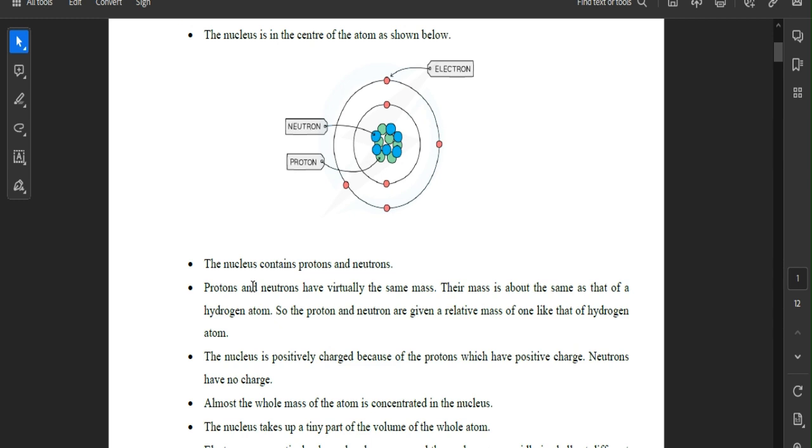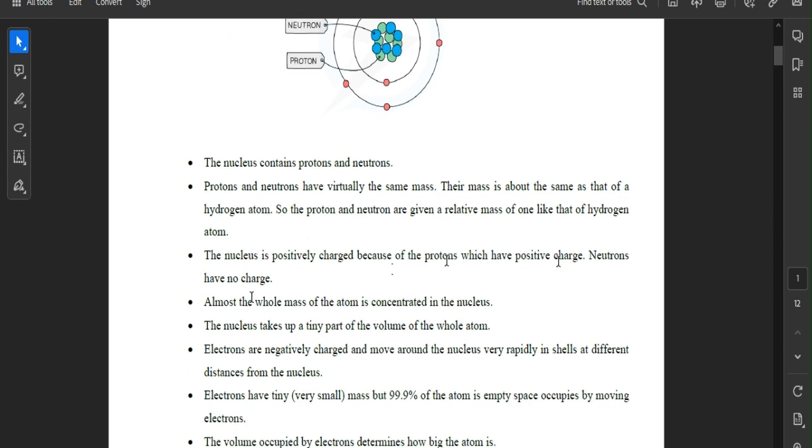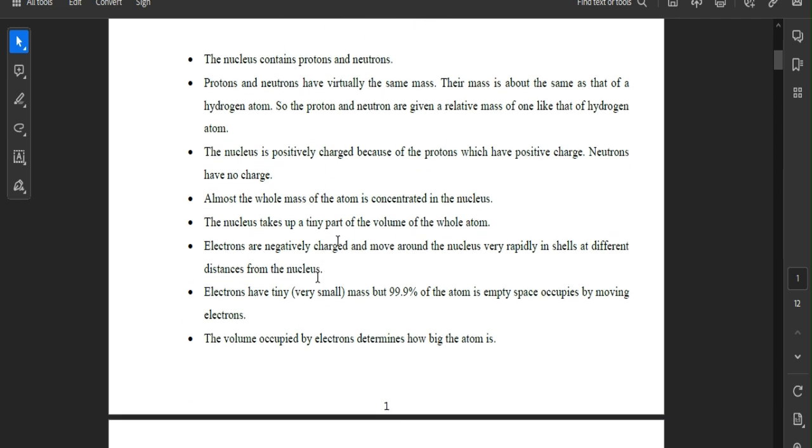The nucleus is positively charged because of the protons, which have a positive charge. Neutrons, on the other hand, have no charge. Almost the whole mass of the atom is concentrated in the nucleus. The nucleus takes up a tiny part of the volume of the whole atom.